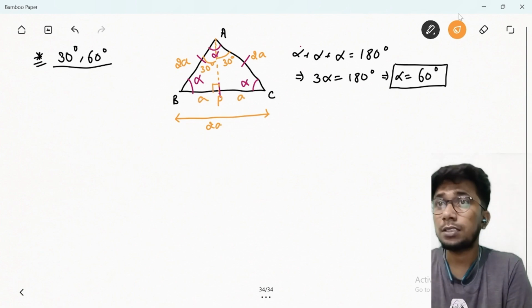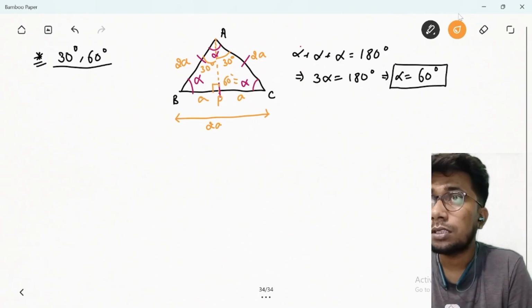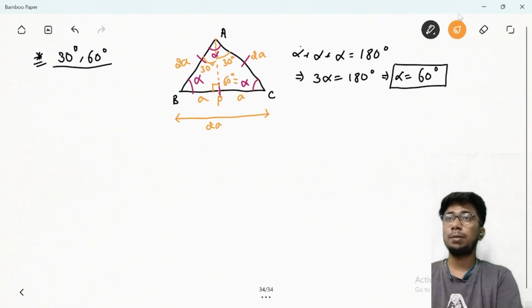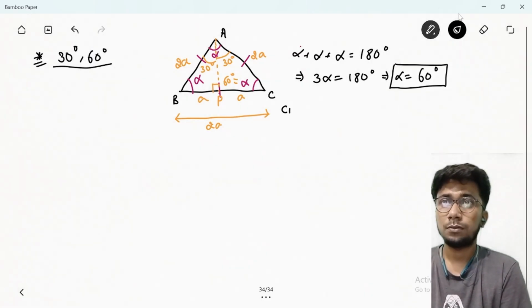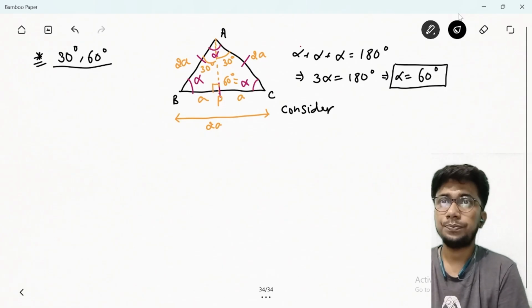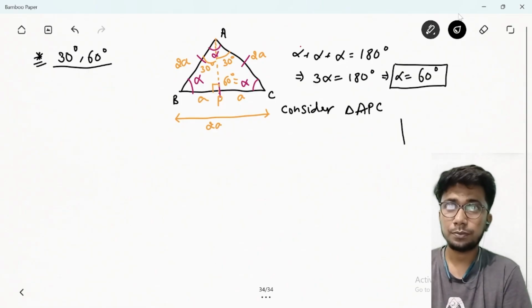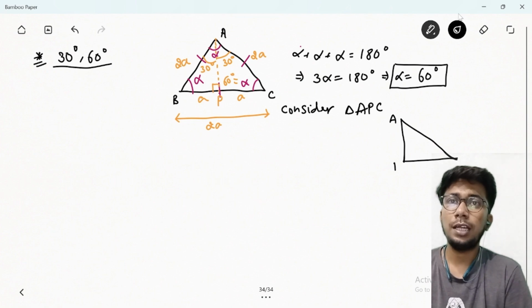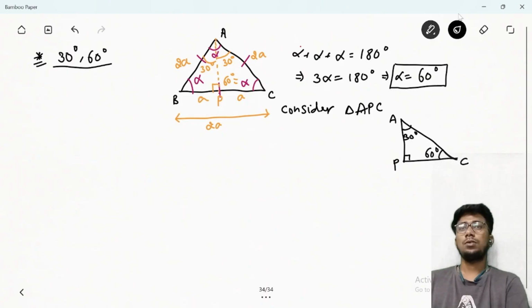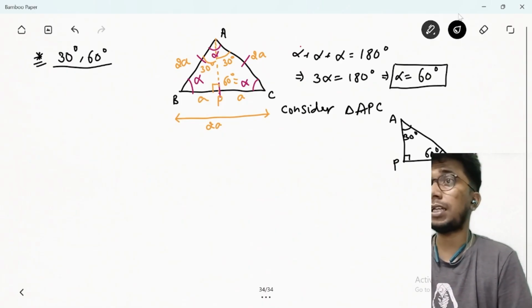All right, and this alpha was nothing but 60 degrees. Fine. अब हम कंसिडर करते हैं ट्राइंगल APC को. ट्राइंगल APC, ये हमें कैसा दिख रहा है? ये कुछ ऐसा दिख रहा होगा. APC, this is 90, this is alpha, that is 60, and this is 30. फाइन. सो अब हम कंसिडर पहले 30 डिग्रीज को करते हैं.